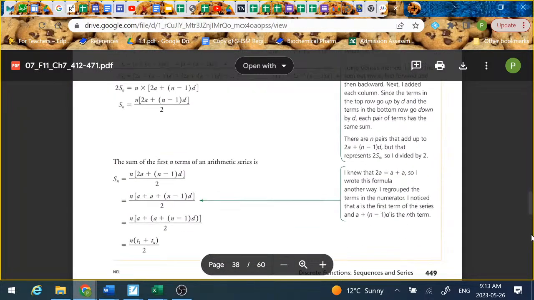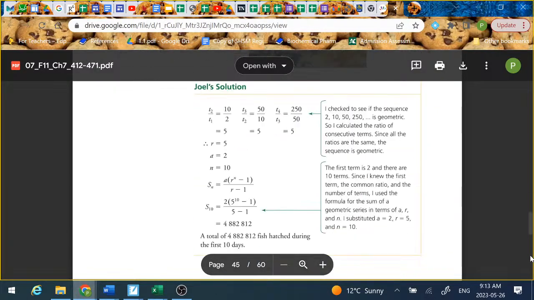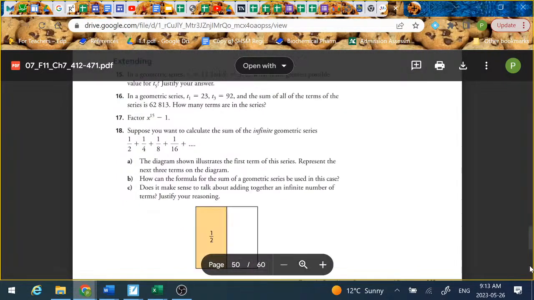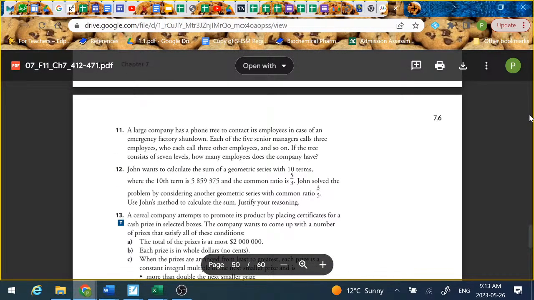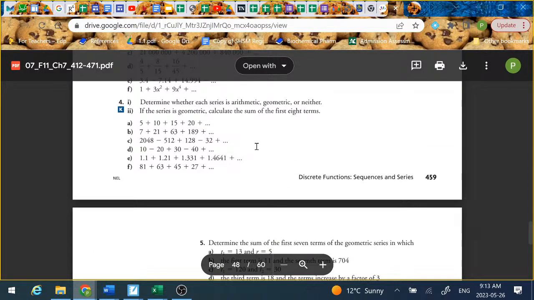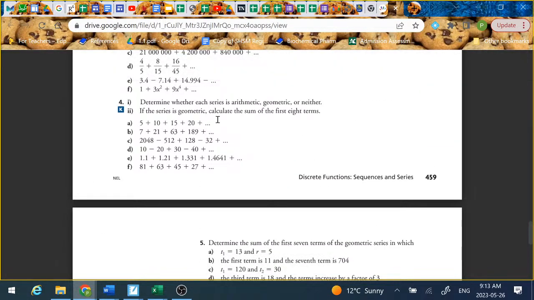What's the question number? 4C? Okay, determine whether each series is arithmetic, geometric, or neither. And if it's geometric, do your thing. So if I look at C, you're going to take the second term and subtract from it the first term, and then repeat with the third term minus the second term. If you don't have the same number, you know it's not arithmetic.